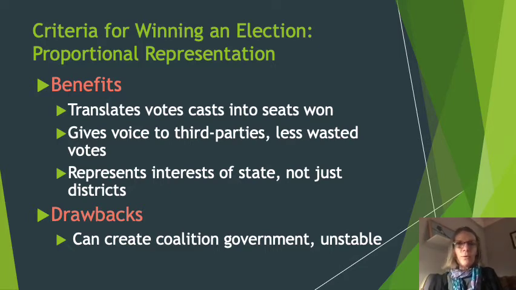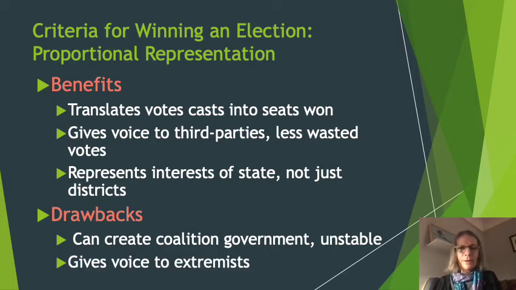So the Republican Party would have to align with a party within Congress to get stuff done, and that could be good because it could build compromise, but it could also lead to a really unstable government, where maybe you have a coalition and it falls apart. And so there's some instability there.